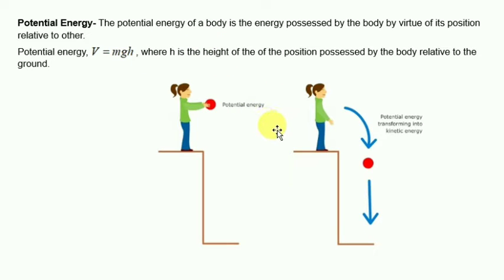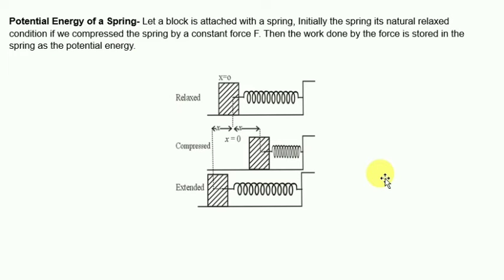We can see that when the girl releases this ball from her hand, the potential energy transforms into kinetic energy. This is the best way to see how potential energy can be converted into kinetic energy. Now, you have seen this vertical form of potential energy, but there is another form, a horizontal form, of potential energy.